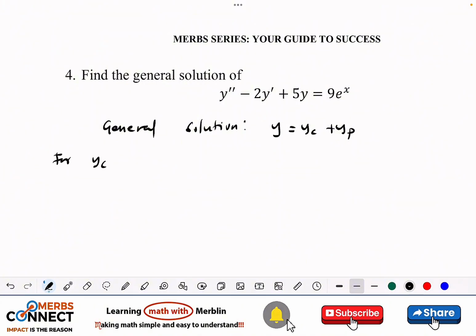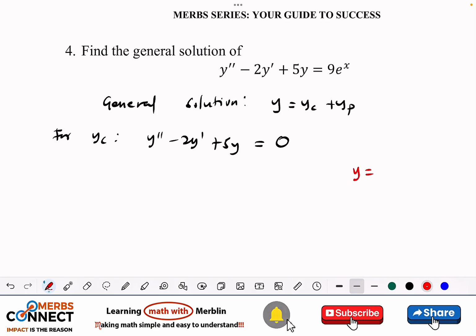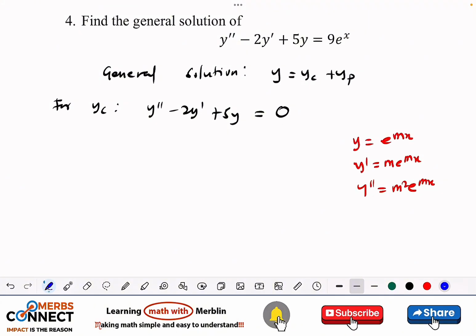So for the complementary solution, we assume that the left side of the second order non-homogeneous equation is equal to 0. So we go through the same process again. So I'll write fast. So y prime will be equal to this. Y prime prime will be equal to m squared this. So what do you think? This one, when I do substitution, I'm going to have this plus minus 2 e to the power mx plus 5, and I'm going to have this, which is equal to 0.